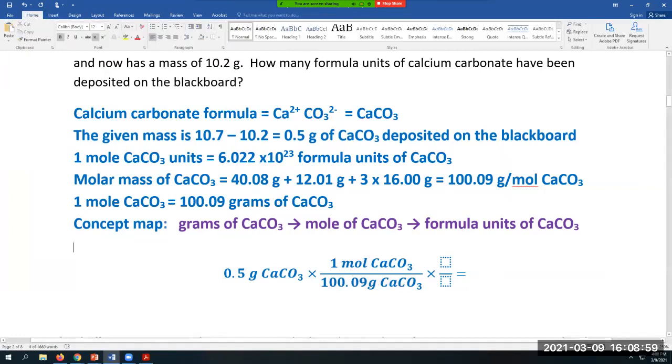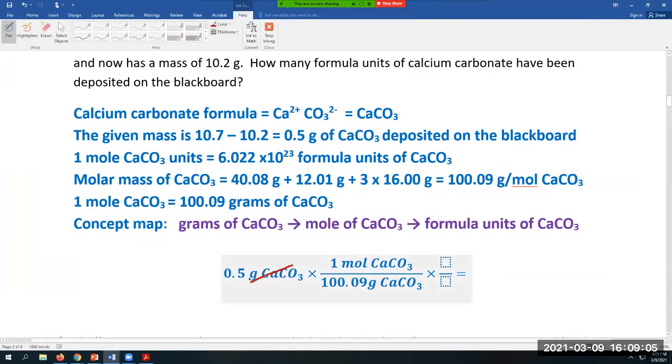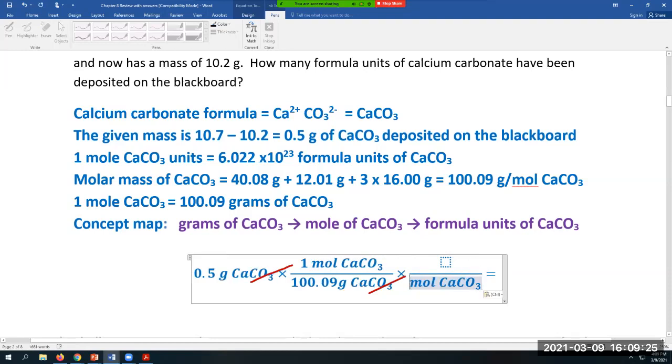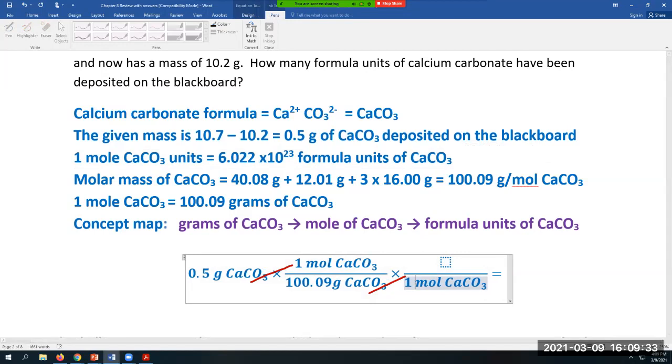So here at that point, we can cancel the units of grams of CaCO3, right? And we have moles of CaCO3. So then the second conversion factor should be written such that we cancel the moles of CaCO3, right? The units here should not stay because that's not what we are looking for. We are looking for formula units. And the definition of the mole here tells you that for 1 mole, so it's 1 mole in the denominator, we have 6.022 formula units of CaCO3.